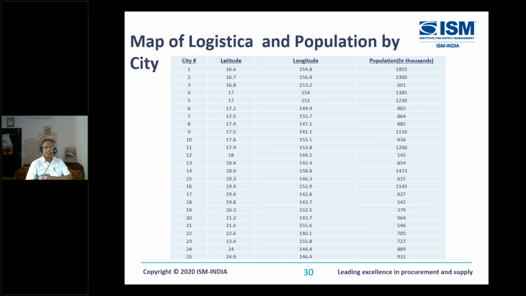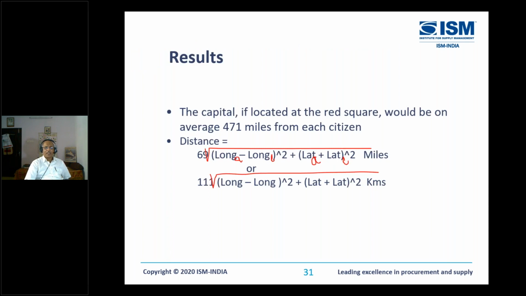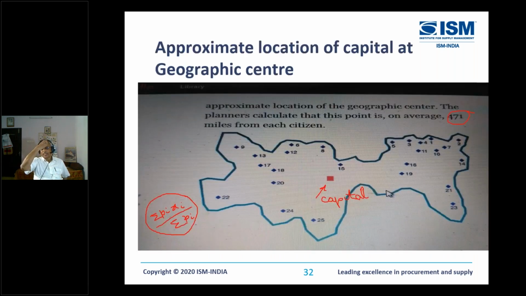Now you have the data, you have the latitude and longitude for all the cities, and their populations are also here. And distance you can do like this. This is the formula used for distance if longitude and latitude are given. Otherwise, you can take the plane distance. So now if you calculate the average distance a citizen has to travel to reach the capital, it comes to 471 miles. So how it is calculated, I'll show you like this.